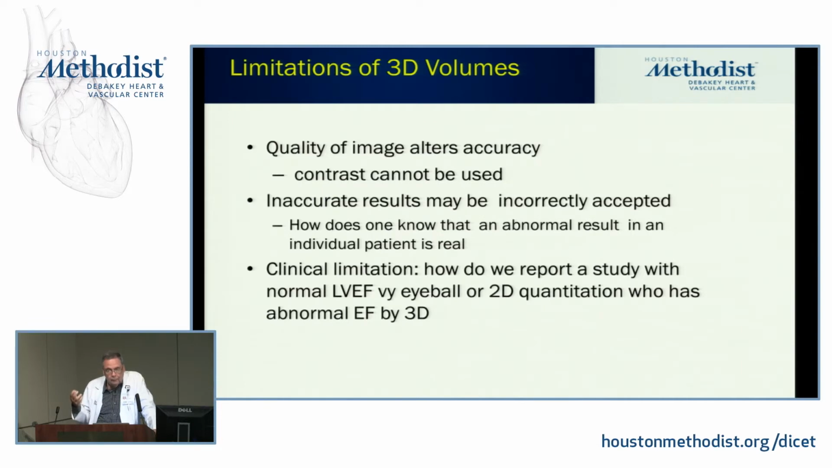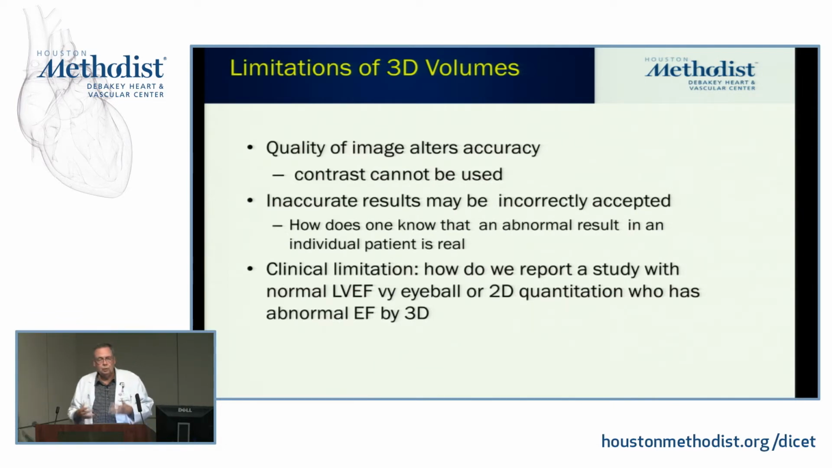And therefore, the big question we all wrestle with every day: how do we report a study with a normal EF by eyeball or 2D measurements that appears abnormal by 3D EF? Or the opposite. It looks abnormal to us, but the 3D is giving us a normal EF. When you have that discrepancy, who do you believe? Today, I still go with my eye and my simple measurements by 2D. I'm not ready yet to blindly accept a 3D value if it doesn't agree with everything else that I have learned over 40 years. That's a decision everybody will have to make when you go out and practice.